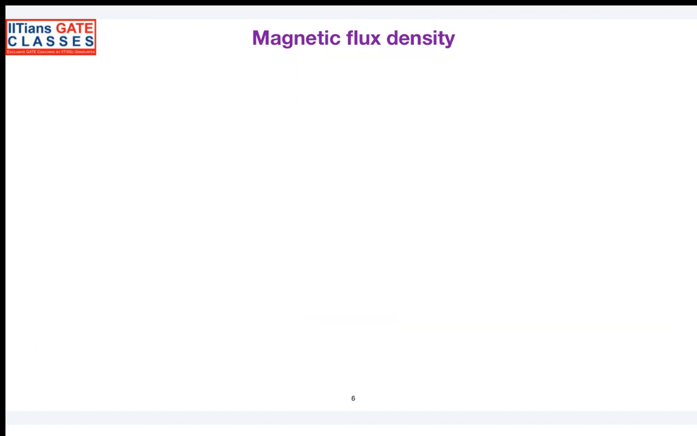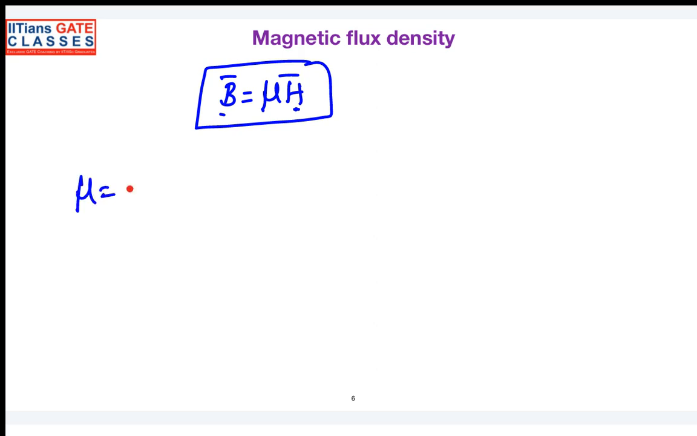Okay. So the next thing is similar. We have seen the relation between the electric flux density and the electric field intensity, that is D equals epsilon times E. Similarly, the magnetic field intensity and the magnetic flux density are related by, you know the relation already, B equals mu times H. B is in Weber per meter square and H is in ampere per meter, and mu is the permeability of the medium.